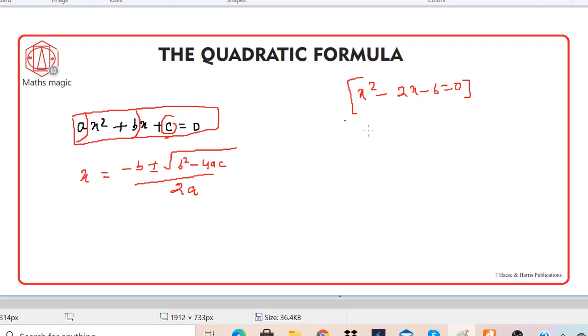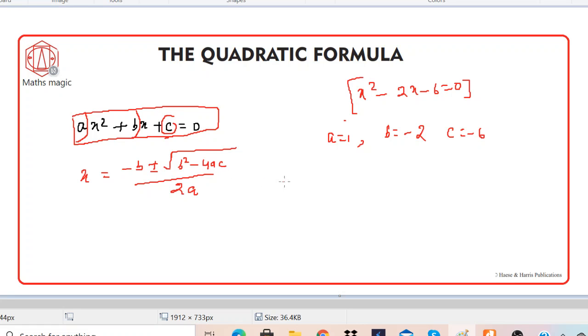We have x square minus 2x minus 6 is equal to 0 and we have to solve. As I told you, we have to write coefficient of these terms. So coefficient of x square is 1 over here, so a is 1, and then coefficient of x is minus 2, so b is minus 2 over here, and c is minus 6. That's it. Let's go to the formula.